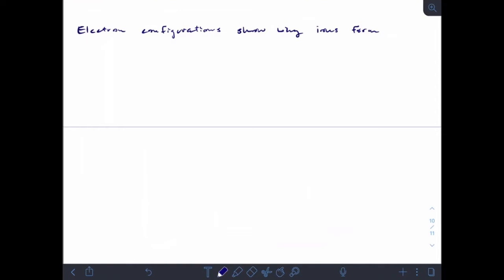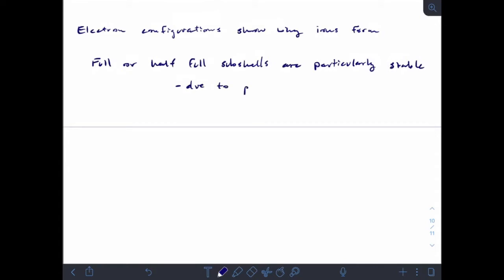Why certain elements form certain ions can be explained by looking at their electron configurations. The important thing to know about this is that full or half full subshells are particularly stable. And the reason for that is due to parallel spins.